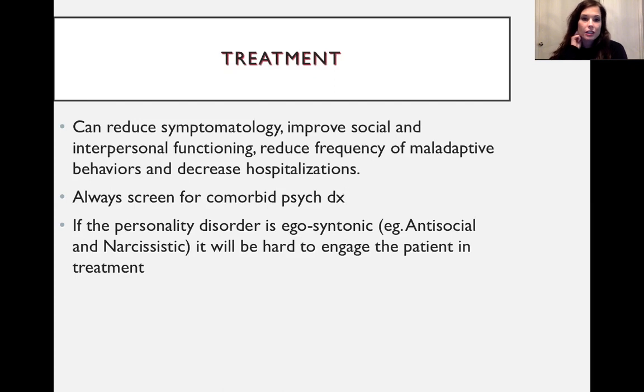You're going to need to screen for comorbid psychiatric diagnoses, and work on treating those. And if the personality disorder is egosyntonic, antisocial, and narcissistic. So egosyntonic means the symptoms almost work for what the person wants. So ego-dystonic means it kind of goes against what the person ultimately wants. So their symptoms get in the way of their functioning, whereas egosyntonic means they're working congruently with what they want in life.